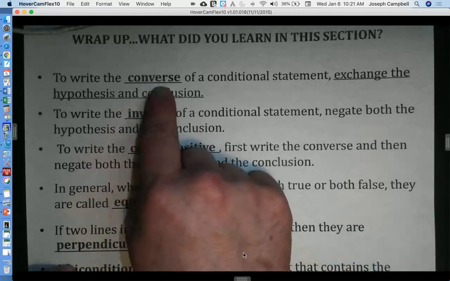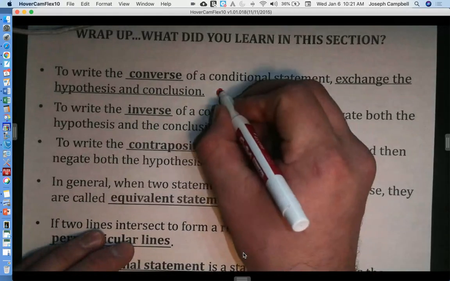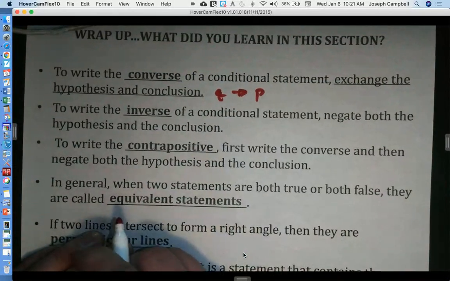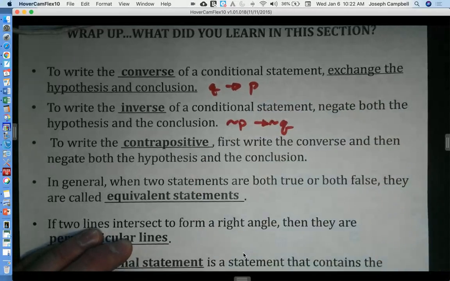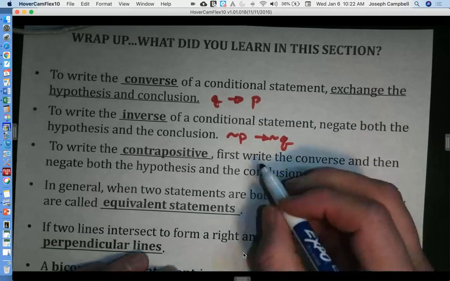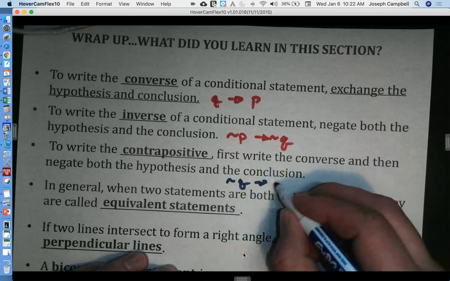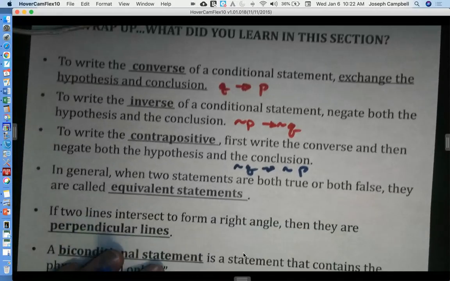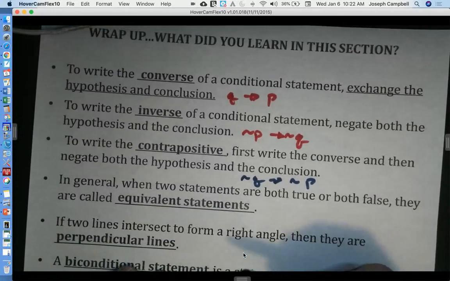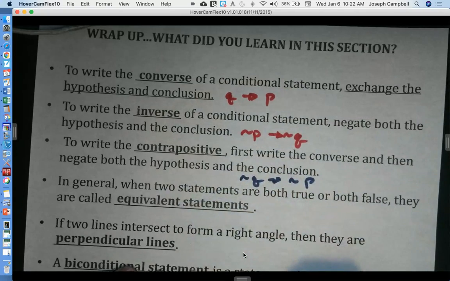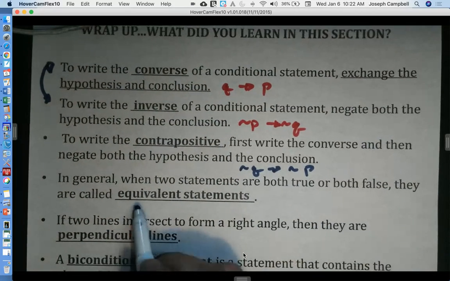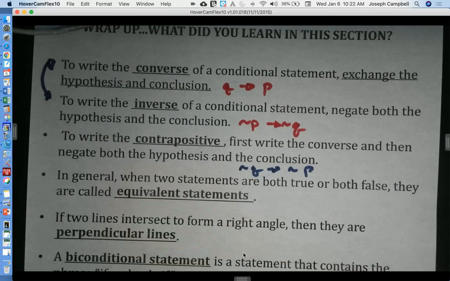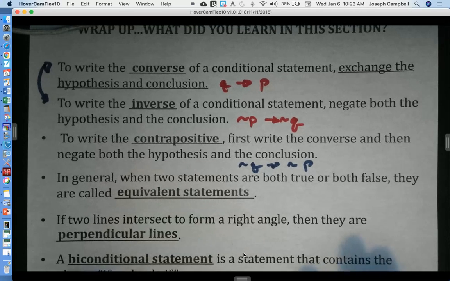Okay, we learned that the converse is when we just switch, right? The converse is when we write Q and then P, right? The inverse is when we keep P and Q in the same order, but we take the opposite of P and Q. The contrapositive is when we do both these things. We switch them and we negate. All right, and then we realize that the conditional and the contrapositive are equivalent statements, and that the converse and the inverse are equivalent statements. And what's cool is it doesn't matter what you put in there. It's always going to be like that, no matter what idea we're talking about.